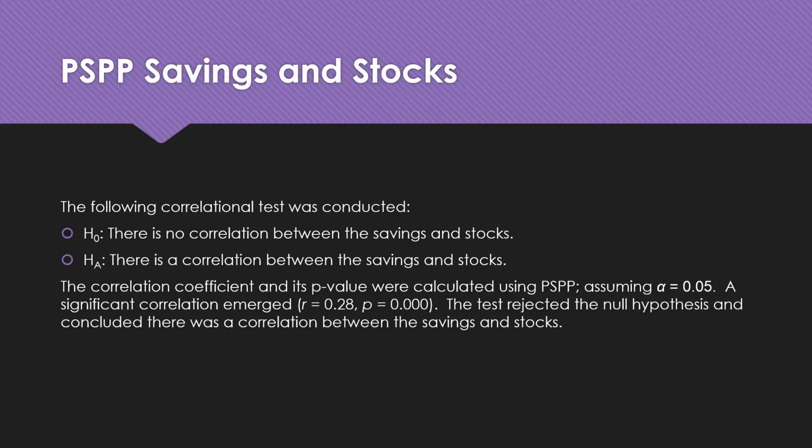PSPP savings and stocks. The null hypothesis indicates that there is no correlation between savings and stocks, whilst the alternative indicates that there is a correlation between savings and stocks. The correlation coefficient here was 0.28 with a p-value of 0.00, and since the p-value is less than alpha, the test rejected the null hypothesis and concluded that there was a correlation between savings and stock.